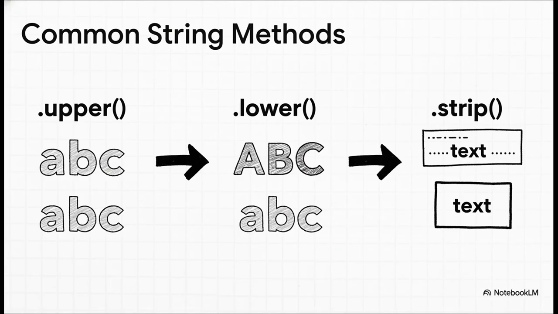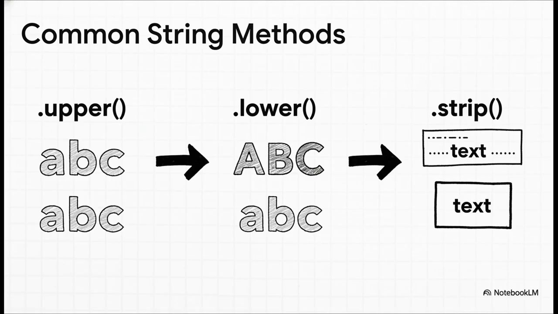Now this is where it gets really cool. Our label maker comes with some handy built-in functions, or what we call methods. Need all your text to be in a uniform case? Use upper or lower. Got some messy input from a user with extra spaces at the beginning or end?